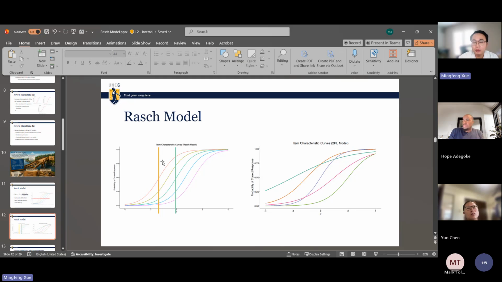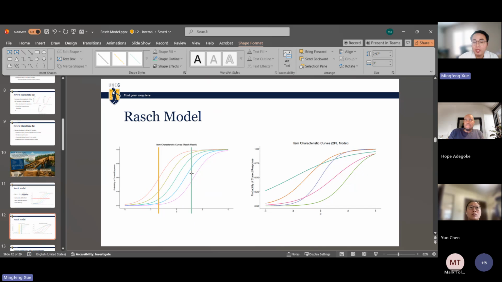So from these two students, you can find that no matter which respondent, the order of item difficulty remains the same. We can move this vertical line to any place. The order of difficulty will not change depending on the theta, on the latent trait. But this is not the case for 2PL and also for the other models.